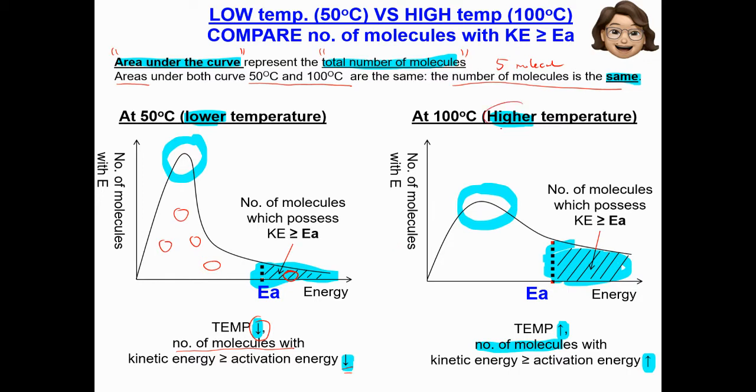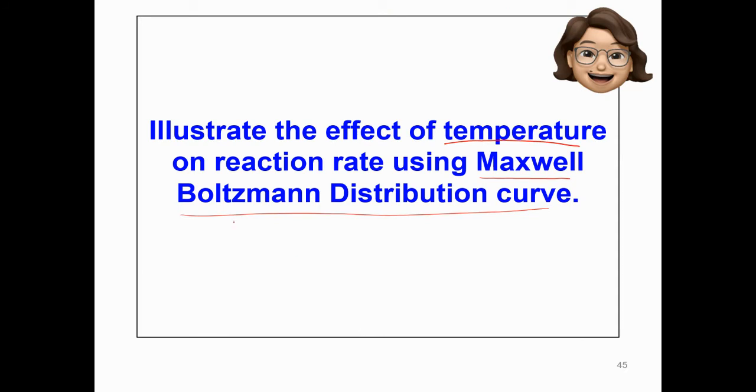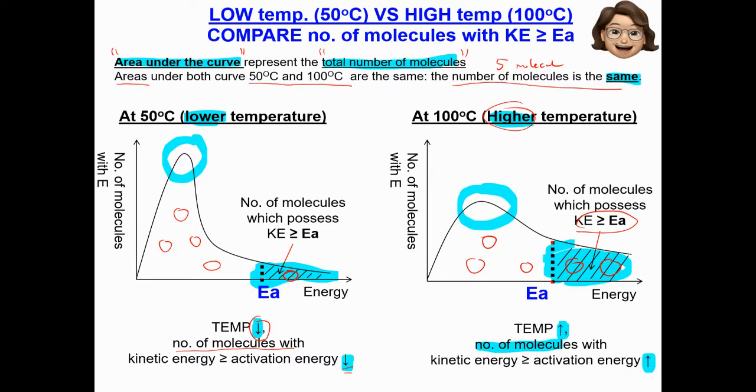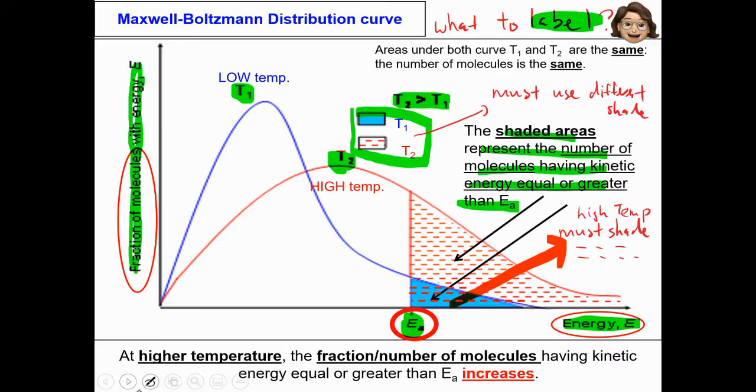If at higher temperature, 100 degrees Celsius, maybe here I have 1, 2, 3. Then the ones that have energy larger than EA, I have 1, 2. This means that if the temperature is higher, the reaction rate will be higher, because more molecules possess kinetic energy more than activation energy, so the reaction will occur.